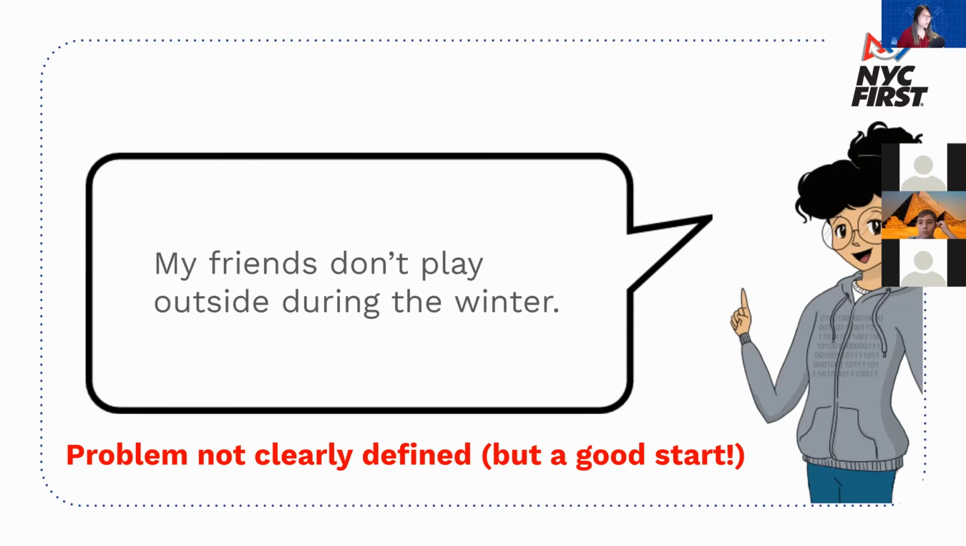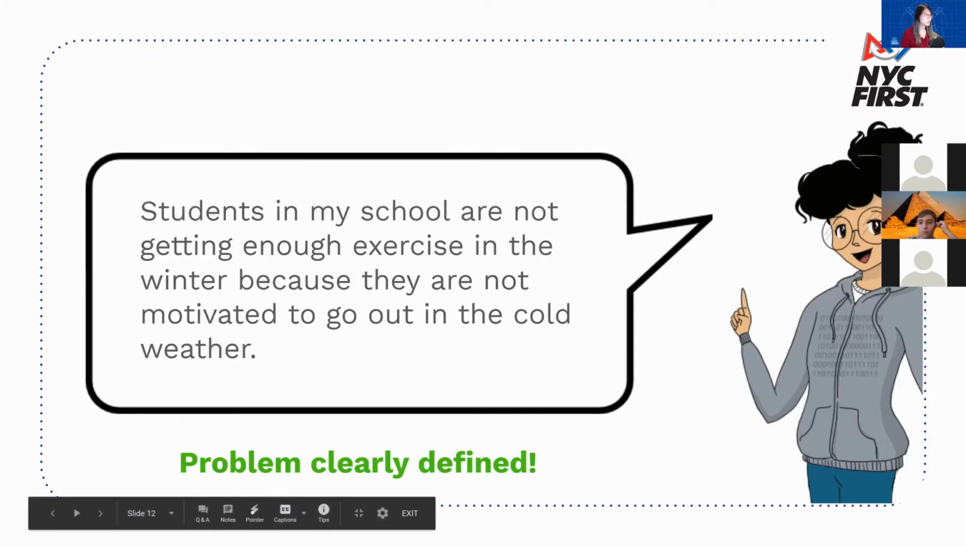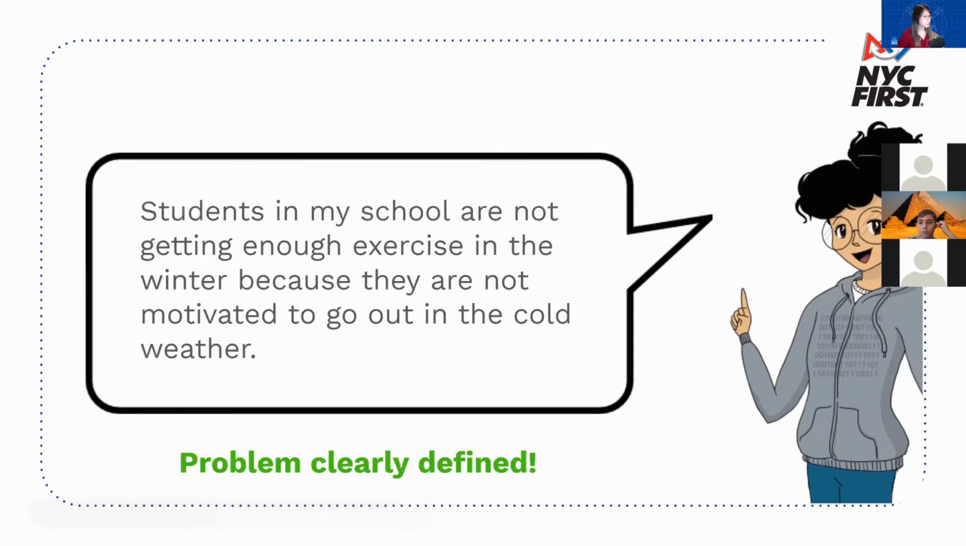Let's say you asked, why don't my friends want to play outside during the winter? You might talk to more people. You might talk to students outside of your friend group. And you might end up with a question that looks more like, students in my school are not getting enough exercise in the winter because they're not motivated to go out in the cold weather. Well, now you know that the cold is the reason why they don't want to go outside. It's also good to let judges know that the bigger problem is that they're not getting enough exercise, rather than say, you not having anybody to play with outside.